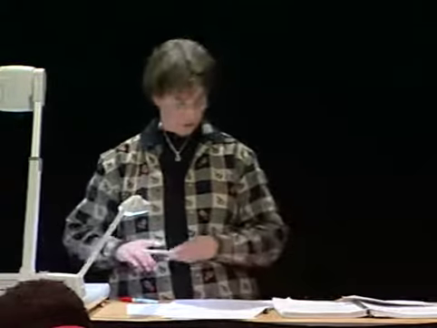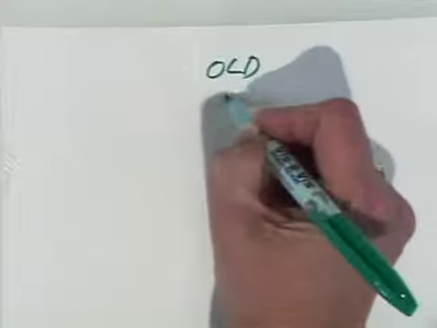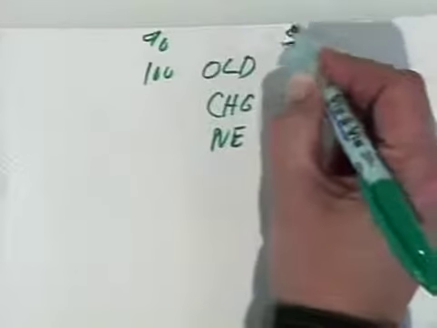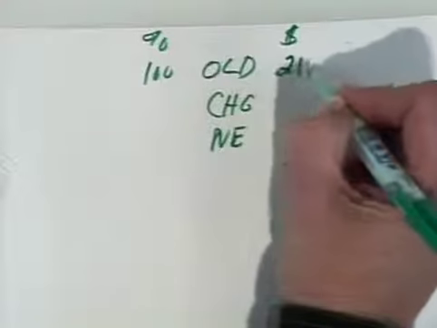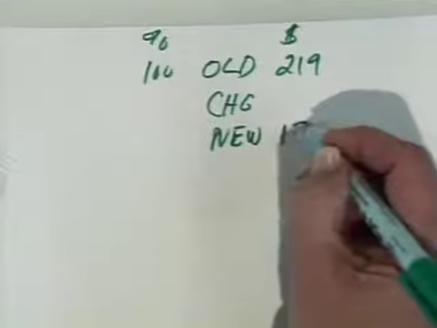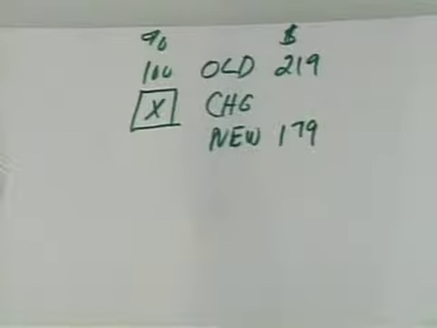Next question says, an item usually sells for $219. Today it is on sale for $179. How much am I going to save? Let's flip over our paper and see what's going on. Again, old, change, new. I always know that 100 goes here. Used to cost $219. Now it costs $179. I want to know, what percent did I save?